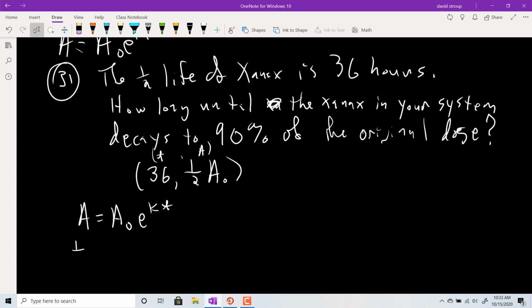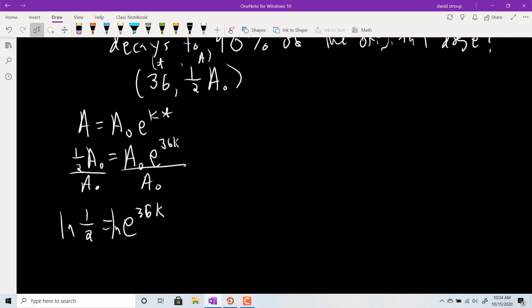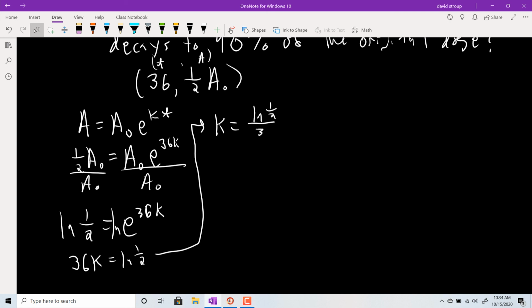Okay. So you'll have 1/2 A sub 0, 1/2 of the original amount is left over. We don't know what the original amount is, so we'll just say it's A sub 0. And then e to the k times t, and t is 36, so we'll write 36k. So even though you don't know A sub 0, you can get rid of it in this equation just by dividing both sides by it. And you're left with an equation in terms of one variable, so you can solve that for k. Right? So you just take the ln on both sides, and you get 36k equals ln of 1/2. And then you can solve for k, which is ln of 1/2 all over 36. So now our formula is A equals A sub 0 e to the ln of 1/2 all over 36 times t.